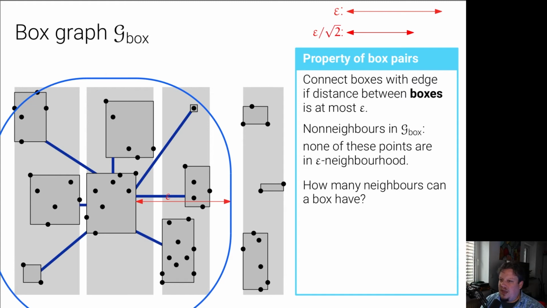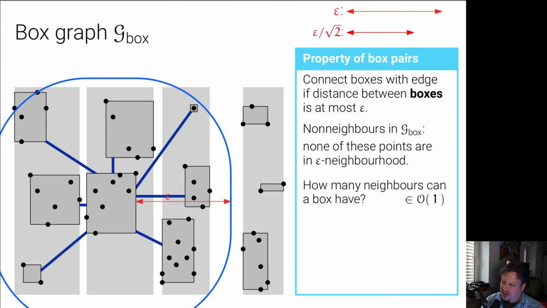Here's a question for you. How many neighbors can a box have in this box graph? Think about it for a second. And my first intuition for you that I think you'll be able to see is, at least intuitively, this should probably be bounded by a constant.